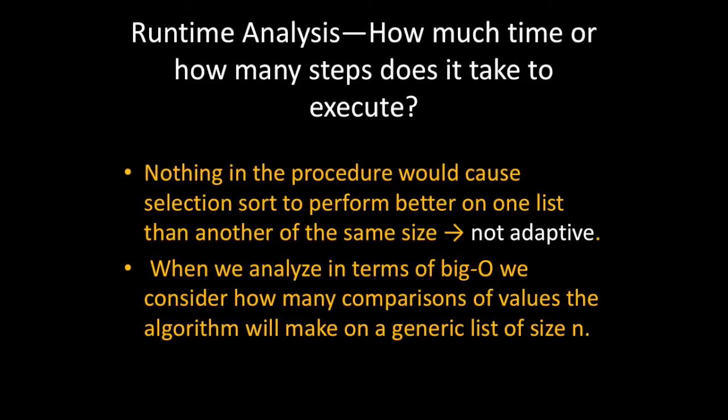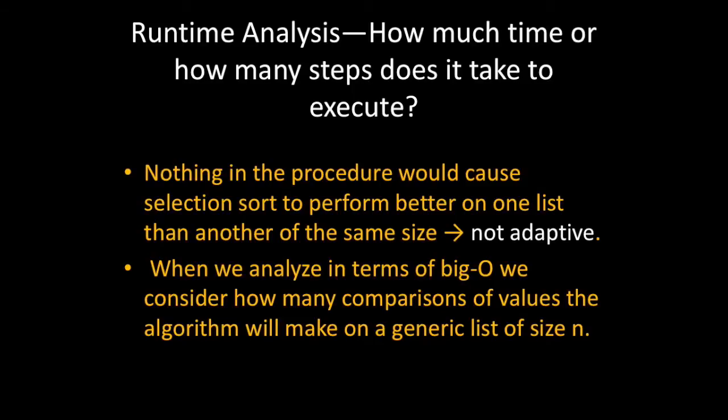There's really nothing in the selection sort procedure that would cause it to perform better on some lists than others of the same size. This means that it is not adaptive. If it were adaptive, some lists would be better than others, even if their size were equal. Insertion sort, for example, does a lot better on lists that are almost sorted, whereas selection sort will do the exact same thing whether the list is in reverse order or doesn't have a single element out of order.